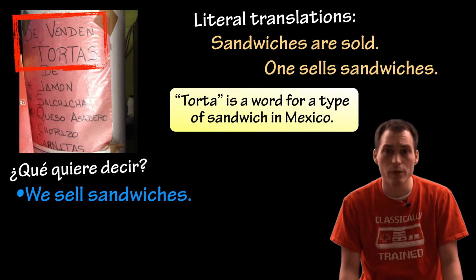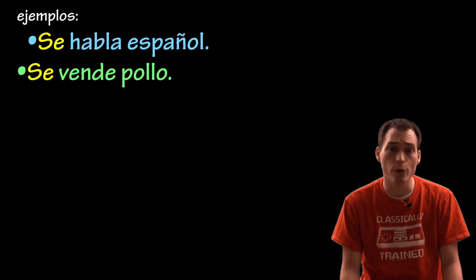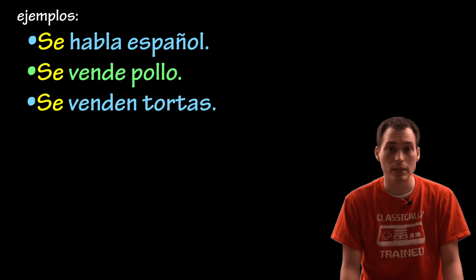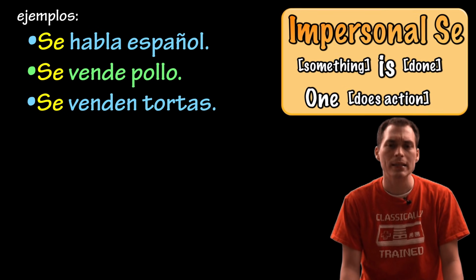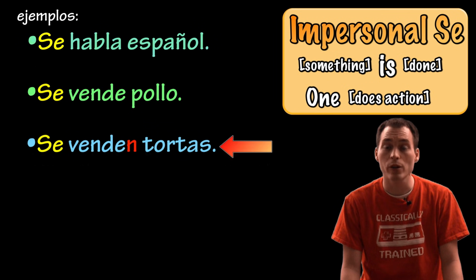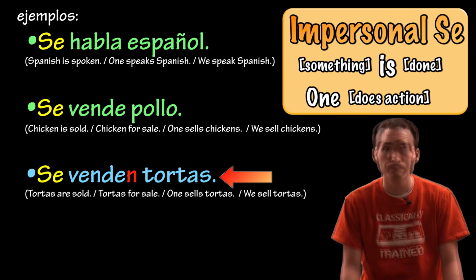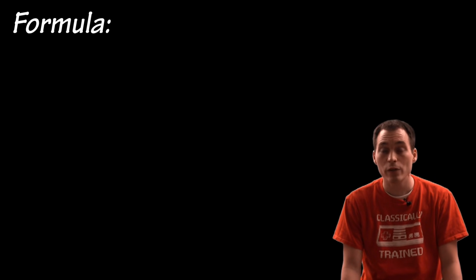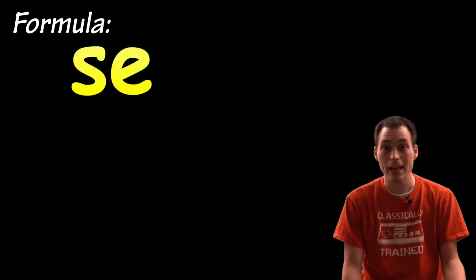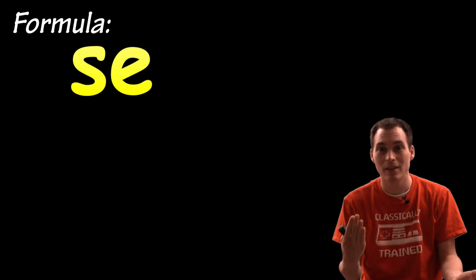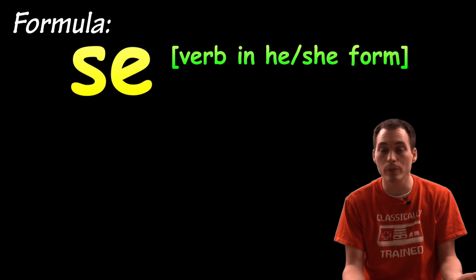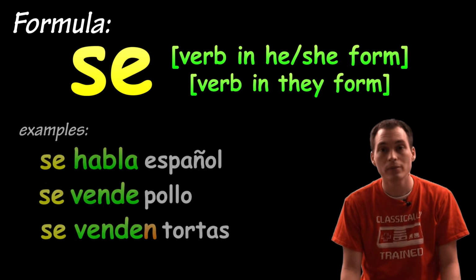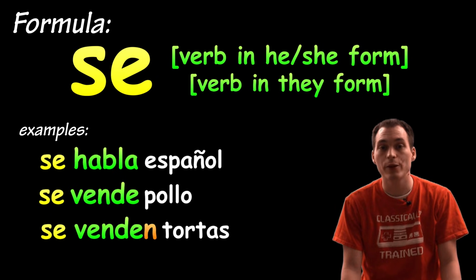These all have a se before the verb. Let's look again. Se habla español, se vende pollo, y se venden tortas. Notice that we say se venden because there's more than one thing being sold. So that's basically the impersonal or passive se. The way we form it is we take se plus the he, she form of the verb or the they form of the verb. Okay, let's look at some other examples.